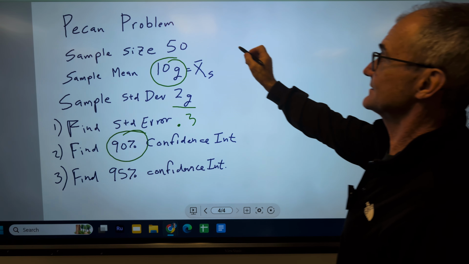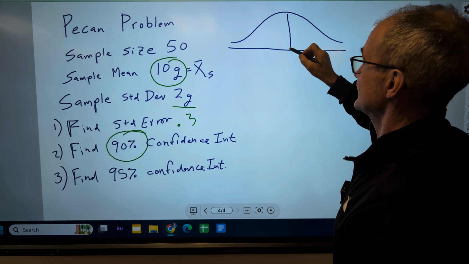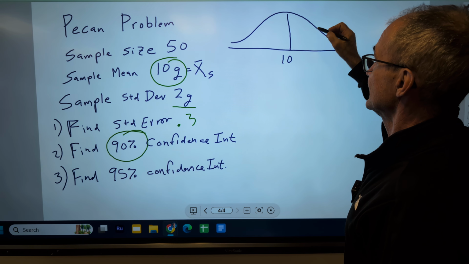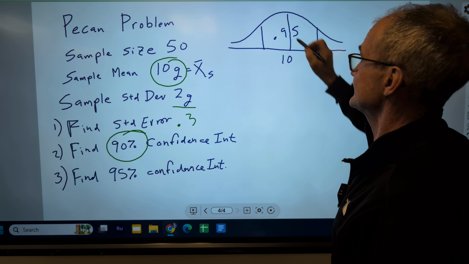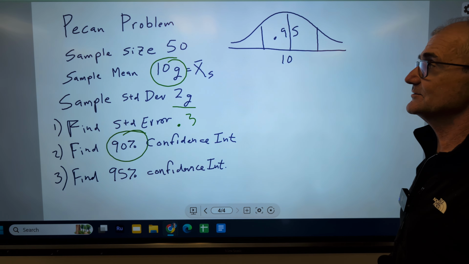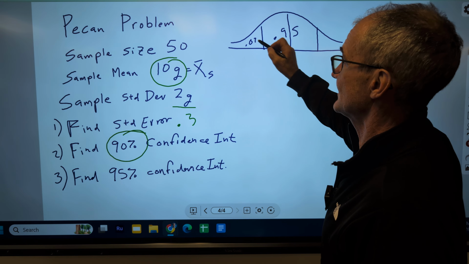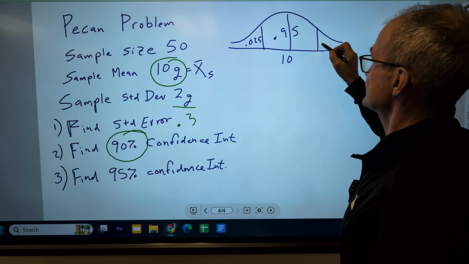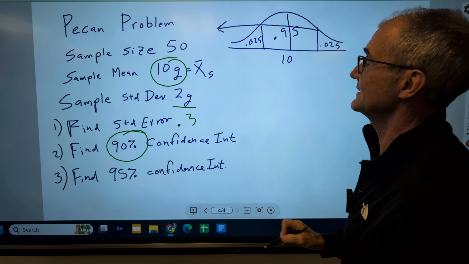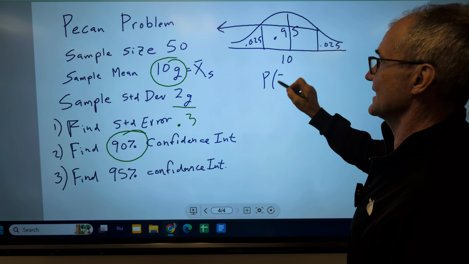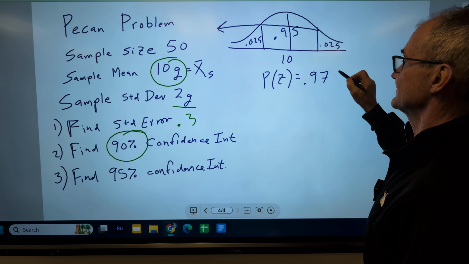Okay, hopefully you gave that a try. First thing I do is I draw out my normal distribution. Right in the middle is my average of 10. I want from here to here to be 95%. Well, 95 from 100 is 5. So that means this is 0.025 and this is 0.025. I want to know everything to the left of that point. So my P of Z value, because of the Z table I'm using, is 0.975.